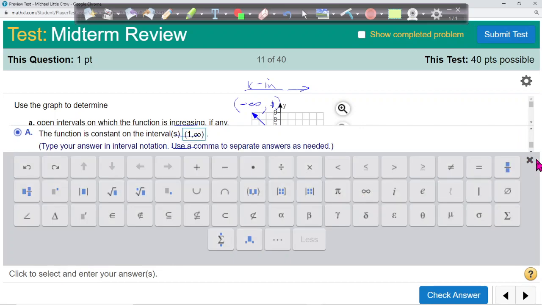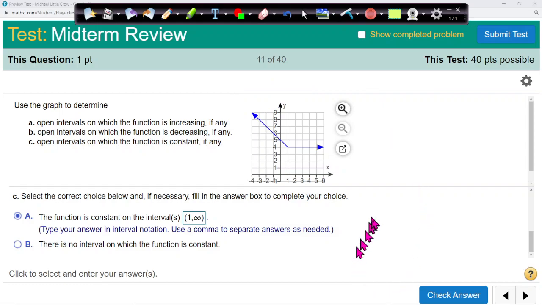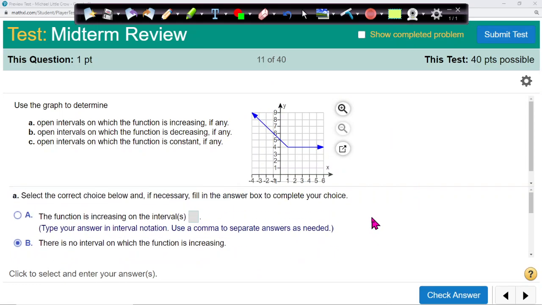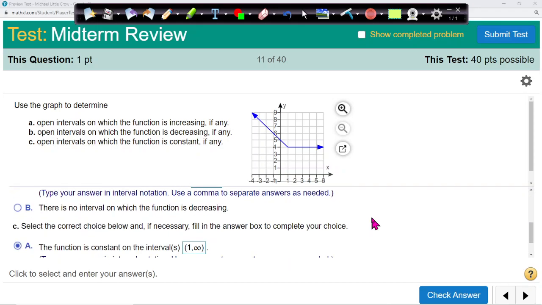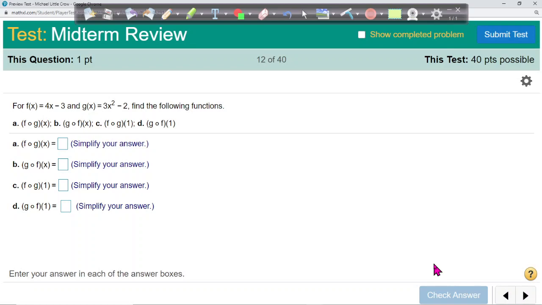There we go. Let's clear this off. I think we got everything answered. Yeah, so not increasing. Here's the decreasing part, and here's the constant part, and we did good. 11 out of 40. Let's keep moving. Try to speed it up a little bit if you need, or maybe I'm doing fine.